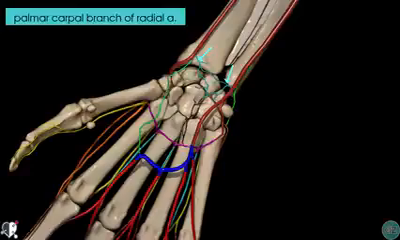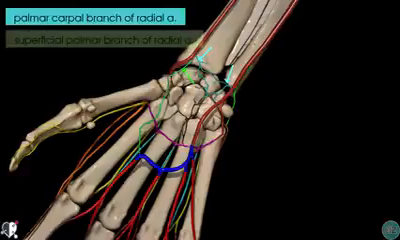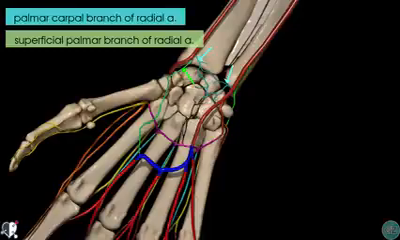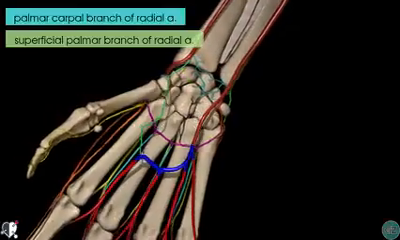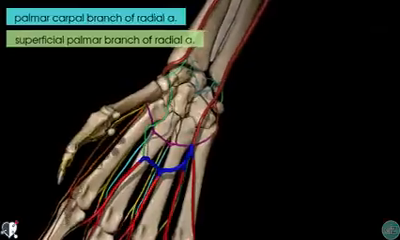And then in green we've seen how the superficial palmar branch of the radial artery anastomoses with the ulnar artery to form the superficial palmar arch. So this superficial palmar branch of the radial artery arises just before the radial artery curves round to enter onto the dorsal surface of the hand.